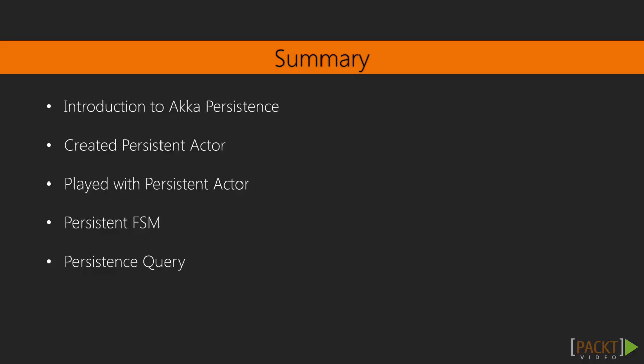We've reached the end of this section, where we discussed what Akka persistence is and how we can implement a persistent actor. We played with recovery and snapshots on the persistence actor. Next, we mixed persistent actor with FSM to replace the actor behavior. And finally, we implemented a new experimental feature of Akka 2.4, persistence query.